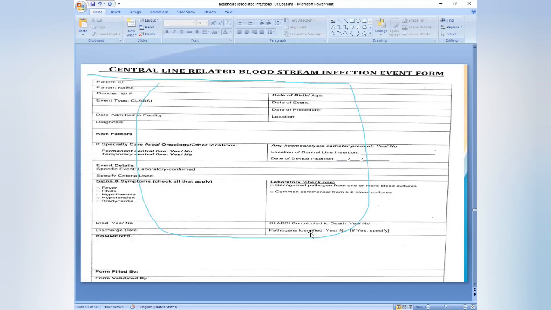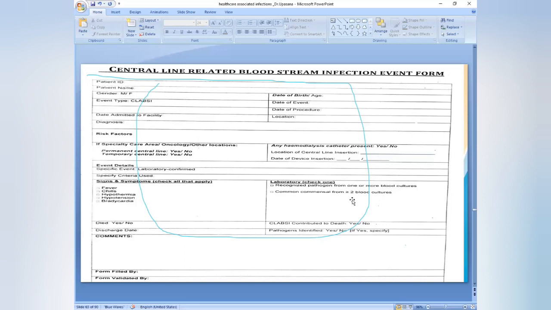So how do you fill up the event form? We have spoken about the surveillance. We have spoken about the checklist. Now this is the event form, same like CAUTI and VAP. We have the prerequisites. What was the time of the procedure? Event time of CLABSI. Is it a permanent central line or a temporary one? Where was it inserted? Date of device insertion. What are the signs and symptoms?